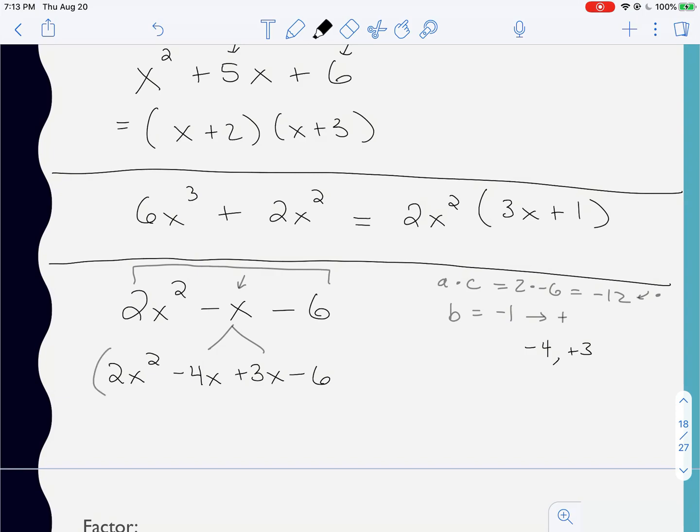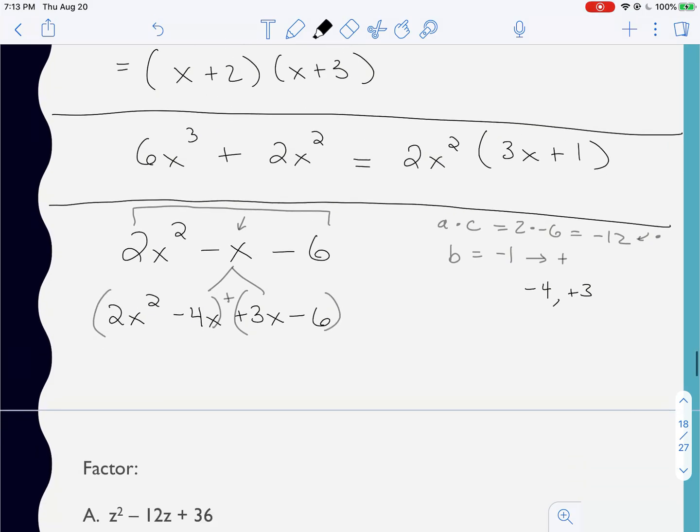Once you have four terms, you can factor by grouping. Group the first two, group the second two, put a plus sign in the middle, and then you just factor each of those. So I could pull out a 2x here, and I would have x minus 2. I could pull out a 3 here, and I would have x minus 2. And notice the two parentheses are identical. That's what needs to happen to factor by grouping.